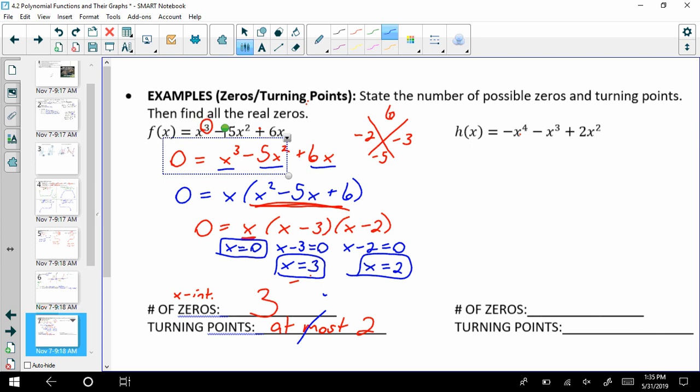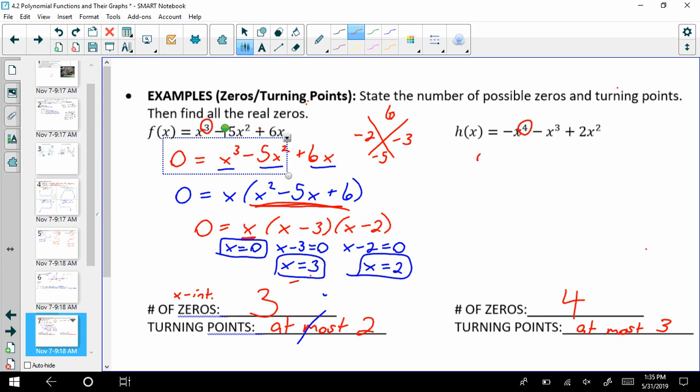Let's try another one. So make sure it's in order of decreasing exponent, which it is. So my highest exponent is a 4. So I know there's going to be 4 zeros. So that means at most 3 turning points. And now we're actually going to find the 4 answers.